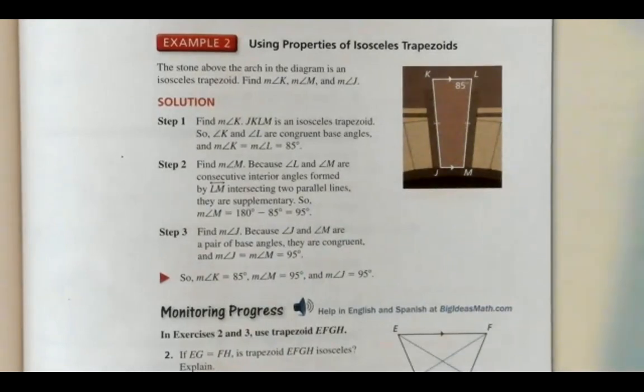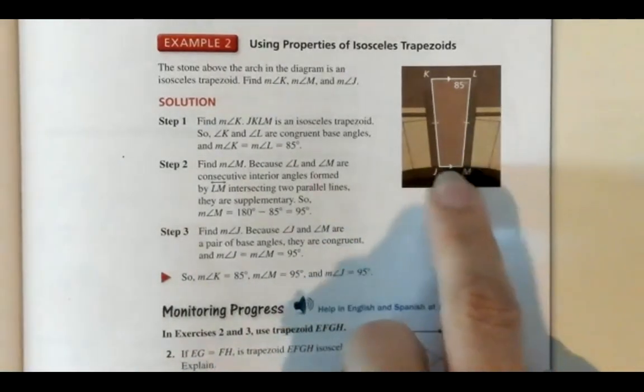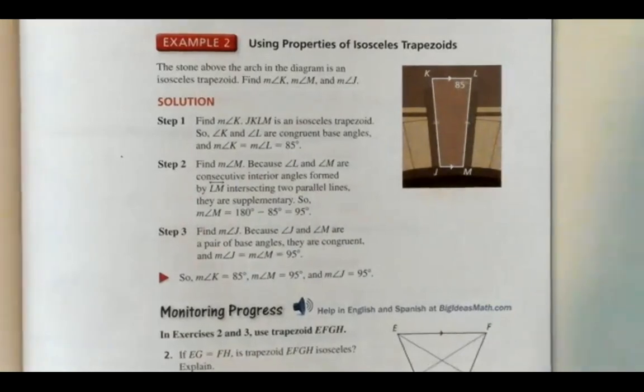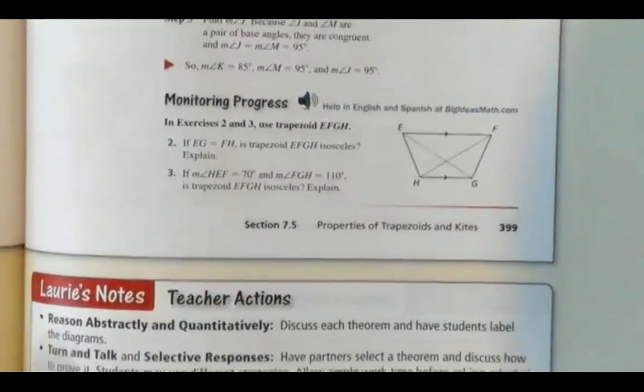Okay, and then it says, let's see. What is step 3? Find J. Oh, J is the same as M, right? Because it's an isosceles trapezoid. So base angles would be congruent.